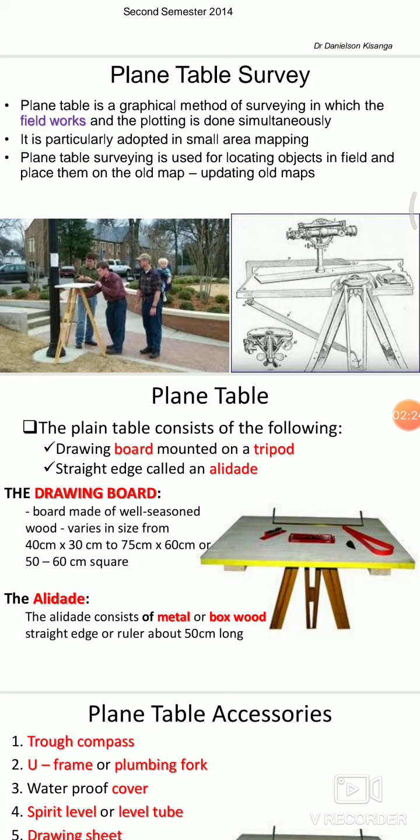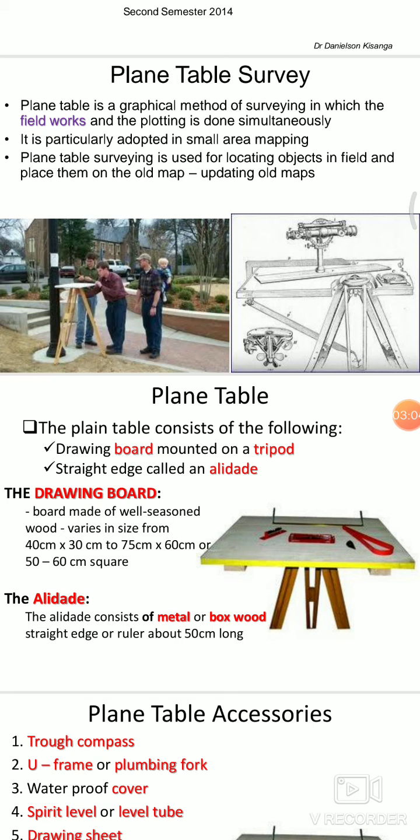But the plane table survey is nothing but the graphical method of surveying in which fieldwork and plotting are done simultaneously. Fieldwork means the measurement procedure, that is the length measurement. Angular measurement is not taken in plane table survey. The length is measured on the ground with the help of a tape, and it is plotted simultaneously. It means when we measure the length, we plot this length with the help of the accessories used in the plane table survey.